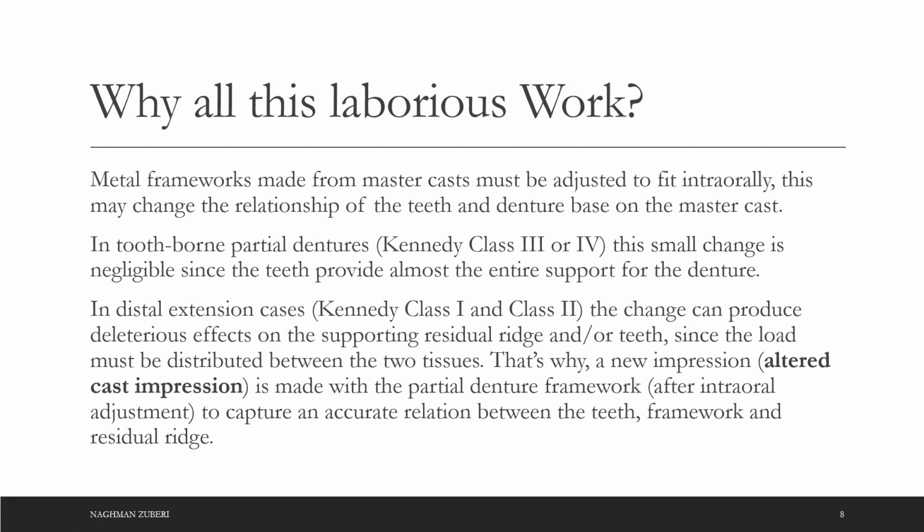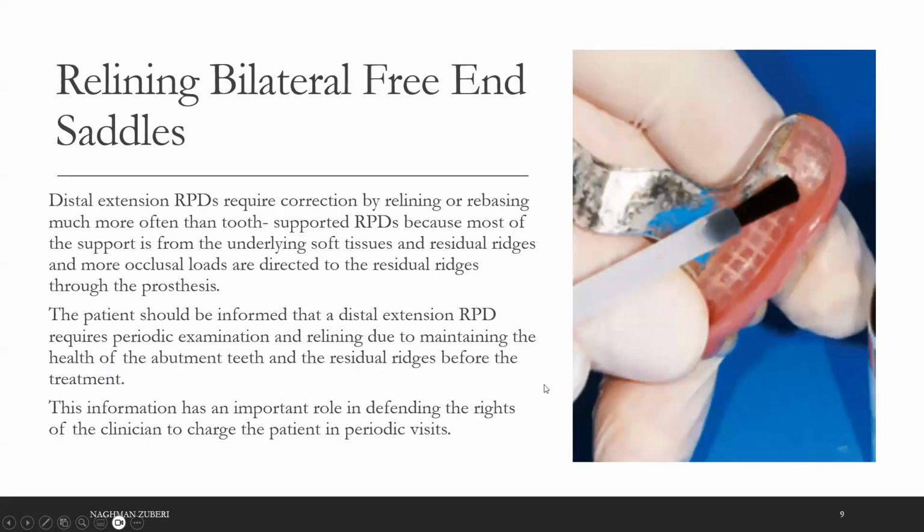In tooth-borne partial dentures, which are Kennedy class 3 or small span class 4, this small change is negligible since the teeth provide almost the entire support for the denture. Well, in the distal extension cases like Kennedy class 1 and class 2, the change can produce deleterious effects on the supporting residual ridge and or teeth since the load must be distributed between the two tissues. That is why a new impression, which is the altered cast impression, is made with the partial denture framework after intraoral adjustment to capture an accurate relation between the teeth, framework, and the residual ridge.